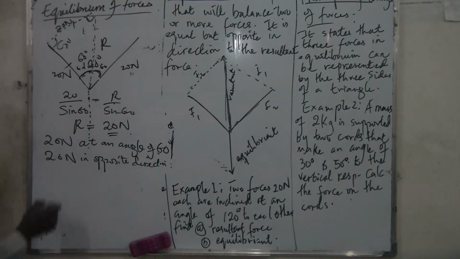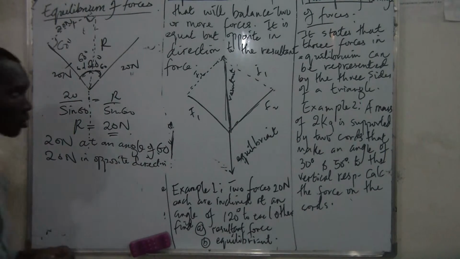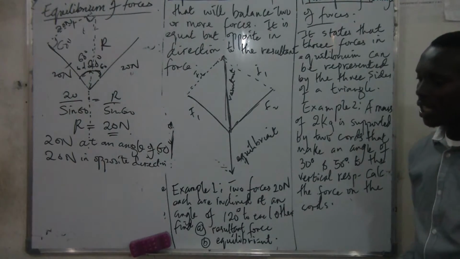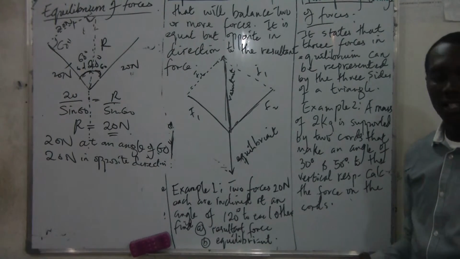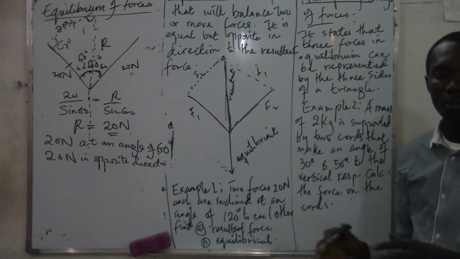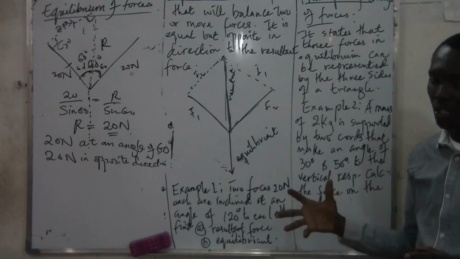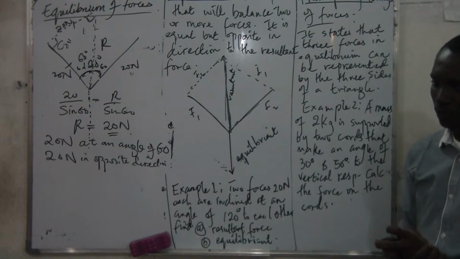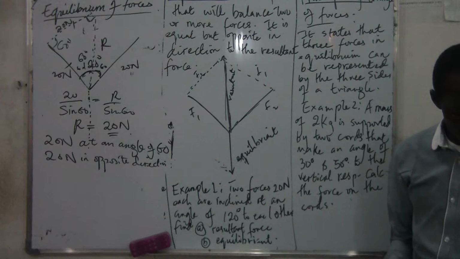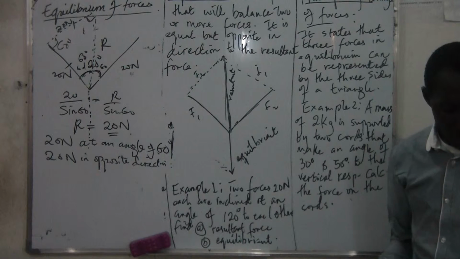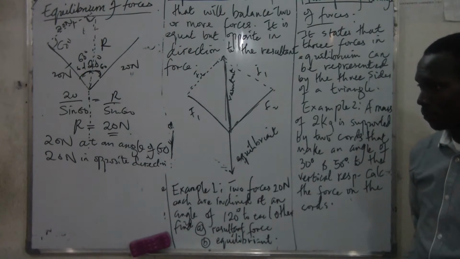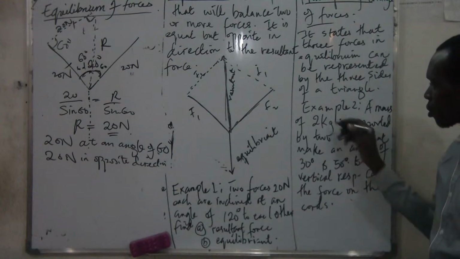The next example, we have example 2. Before we go to example 2, let us look at the principle of triangle of forces. It is a simple principle, and it states that when we have three forces in equilibrium, they can be represented by the three sides of a triangle. So if I position three forces in a place of equilibrium, we can represent such forces with the sides of a triangle. And how do we effectively do that? Let's look at an example.